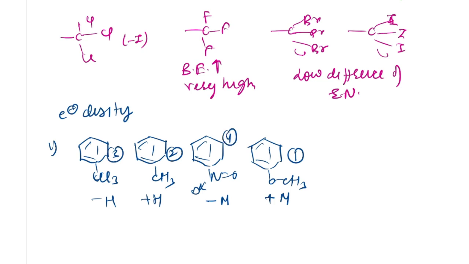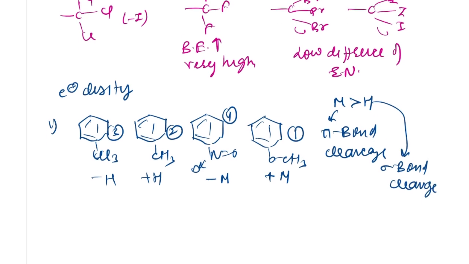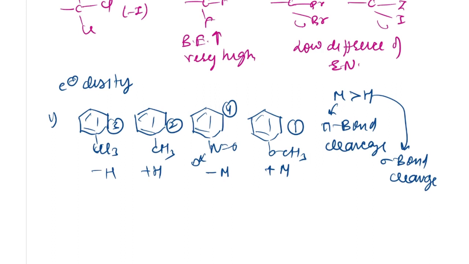Mesomeric effect is more than hyperconjugation because there is pi bond cleavage, but here the sigma bond breaks. It is easier to break the pi bond, so the mesomeric effect is more effective. In case of hyperconjugation and mesomeric, we already know inductive and hyperconjugation. The inductive effect is not a complete transfer of electron, but in hyperconjugation there is a complete transfer of electron.